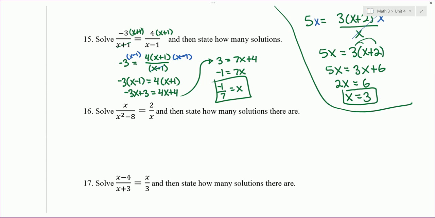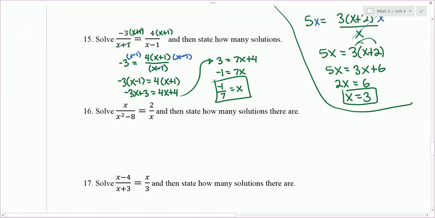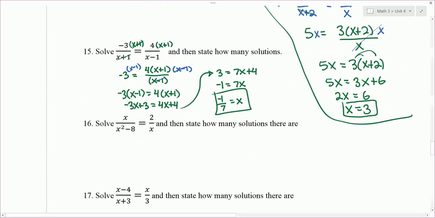Number 16. If you have a fraction and if the denominator is factorable, then factor it. Here our denominator is x squared minus 8. It's not a difference of 2 squares, so I'm going to leave it as is. I'm going to first get rid of the fraction on the right. So I'm going to multiply the right side by x and the left side by x.